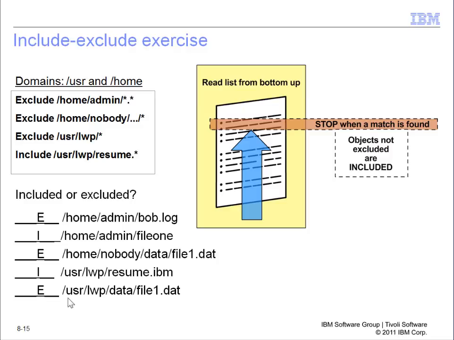And finally, /user/LWP/data/file1.dat is excluded because it matches line 3. Reads from the bottom up, stops when it makes a match. If it's not included, it's excluded.